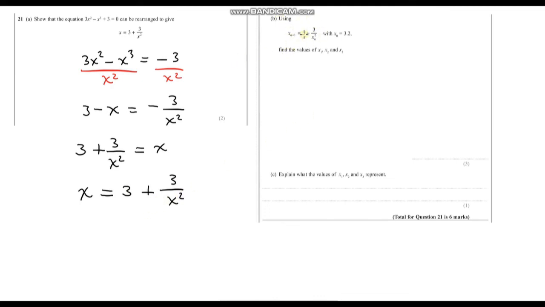Okay, part B. Using this iterative formula with x sub 0 being 3.2, which effectively means that's the first input that we're going to put into our formula, find the values of x sub 1, x sub 2, and x sub 3.